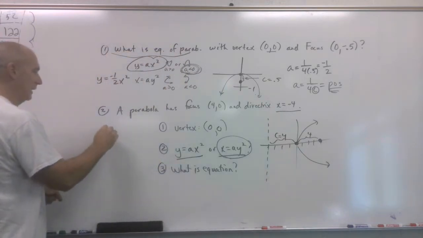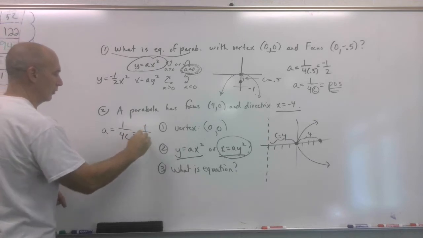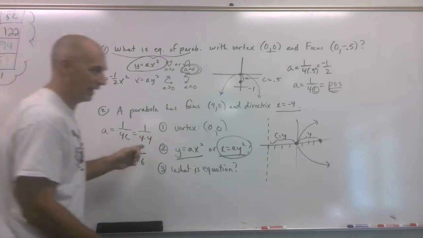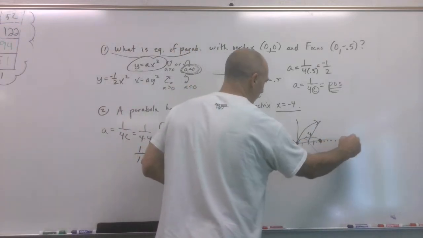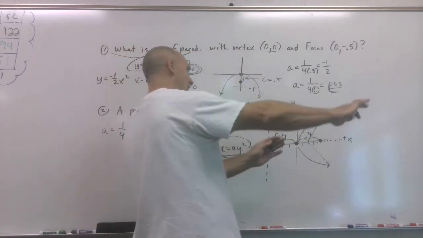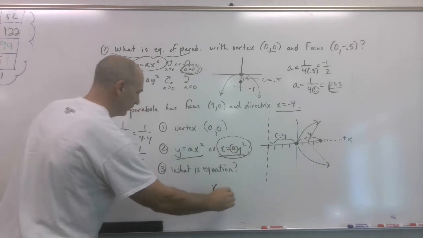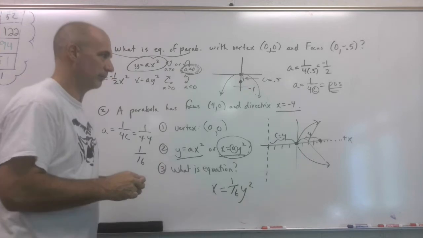So A equals 1 over 4C, which is 1 over 4 times 4, which is 1/16. But if we think about our Pac-Man rule, if he keeps munching those points that way, he's going in the positive direction. So my A is positive. So I need to take that and go x equals positive 1/16 y squared. Done.